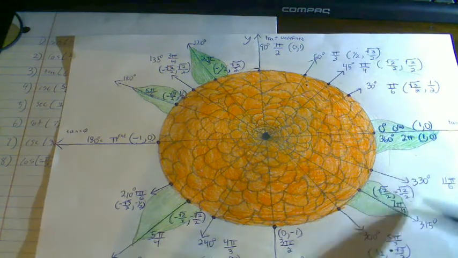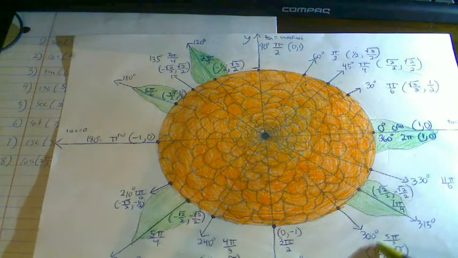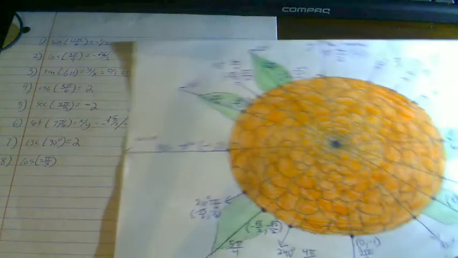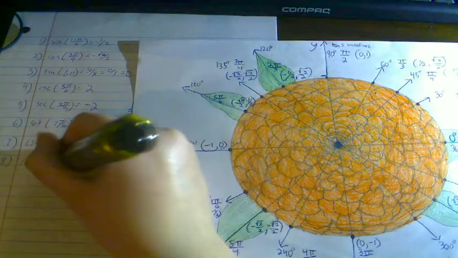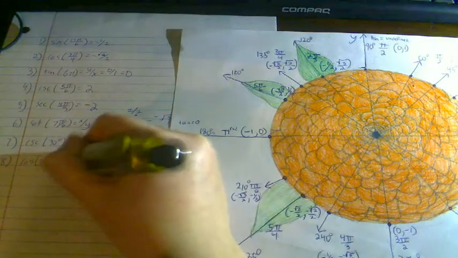If we count 2 ticks in between where we're going and where we're going to end up, that'll give us 300 degrees for negative pi thirds. So we want the cosine, which is going to be equal to the x value, and that is 1/2.